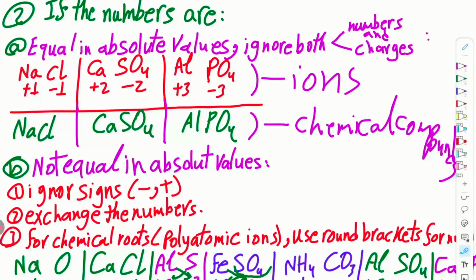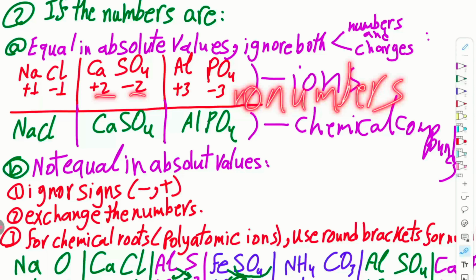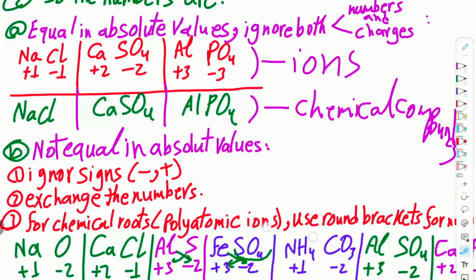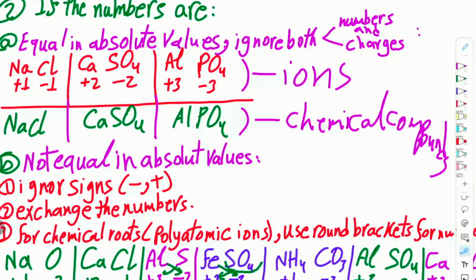Here, combine, no numbers. Teacher, we have here 2 and 2. Shall I write 2 and 2? No. Shall I write here 3 and 3, teacher? No. Ignore the numbers and the charges as long as they are equal and they are okay. Now, in here, as we said, those are called ions.